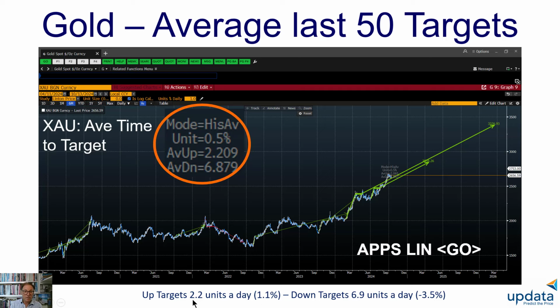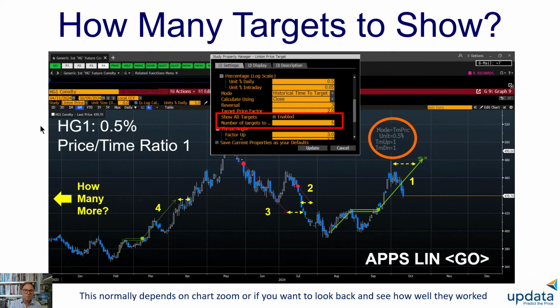So the way to think about that is 2.2 units a day. So that's 1.1% a day, if you like. And then for downside targets, I've just multiplied the unit by 2, and for downside targets you just halve that, because of 0.5, 3.5% downside in a day is the average. The average en route to the targets, not average price movement, the average when you have a target in train, which will be very different from the overall price movement.